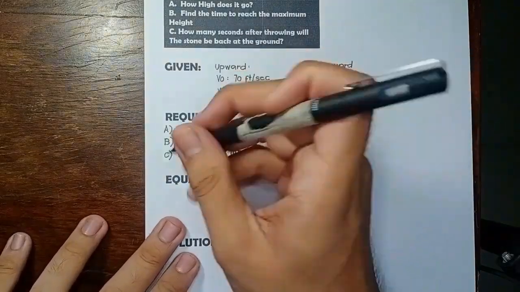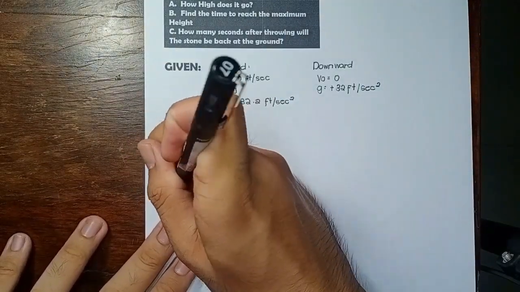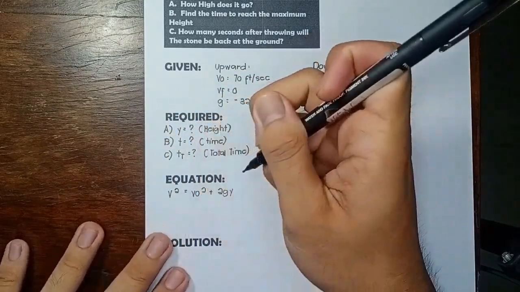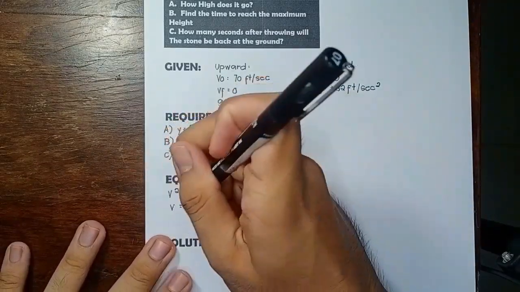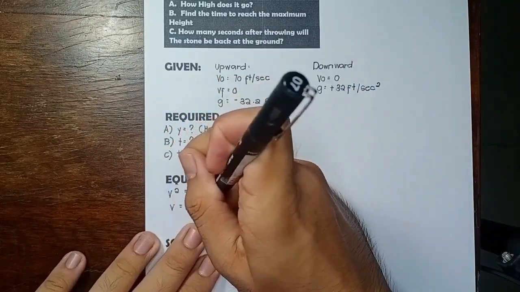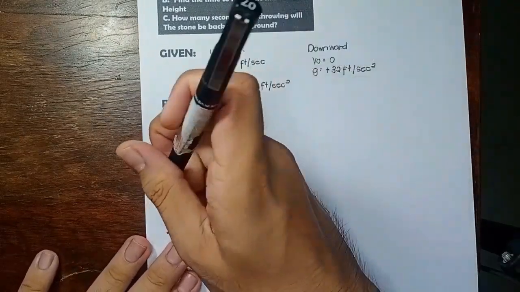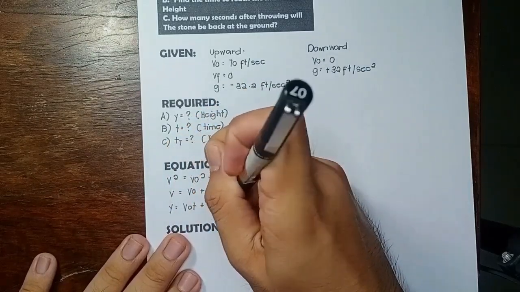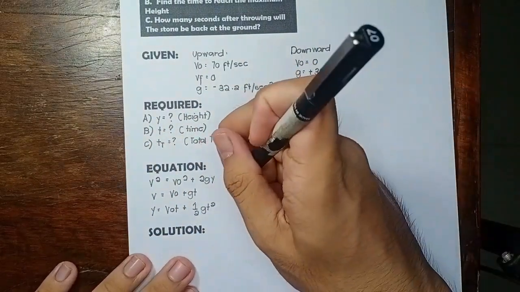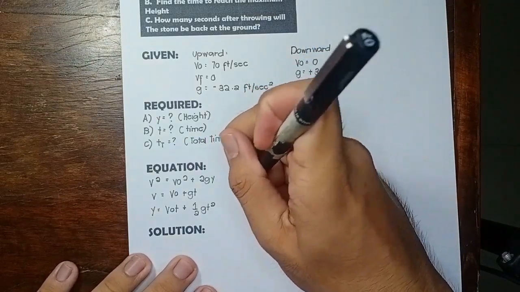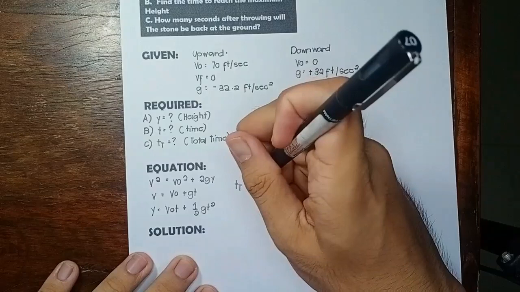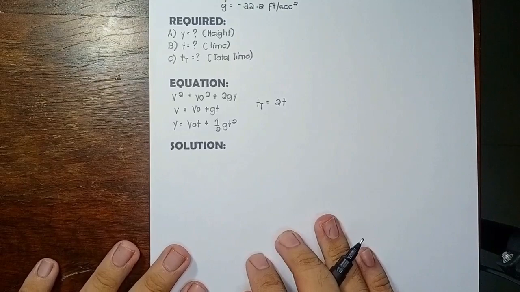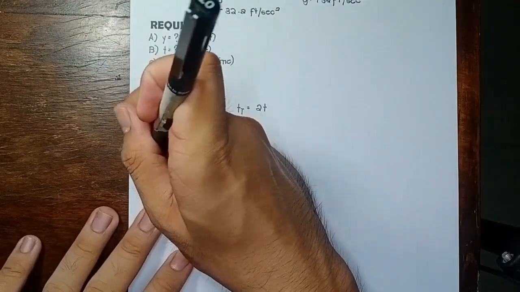The equations that we are going to use are v squared is equal to v0 squared plus 2gy. V is equal to v0 plus gt. Y is equal to v0t plus 1/2 gt squared. And lastly, total time is equal to 2 multiplied by t. Later you will see, since they are on about the same elevation, the time it traveled upward will be the same as the time it traveled downward.